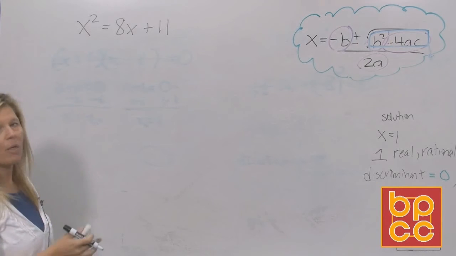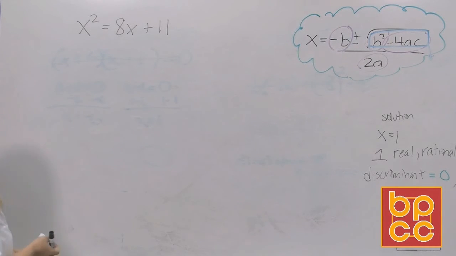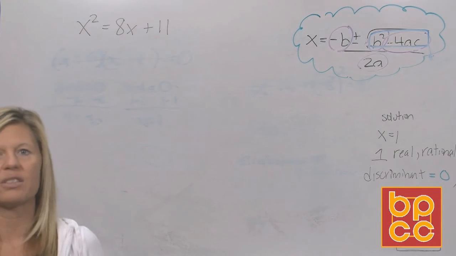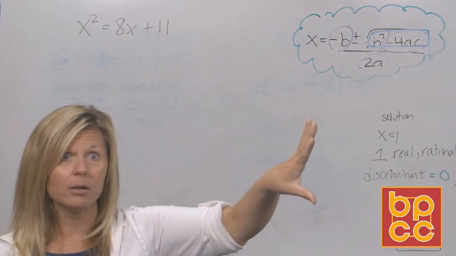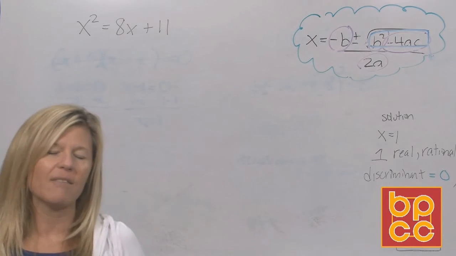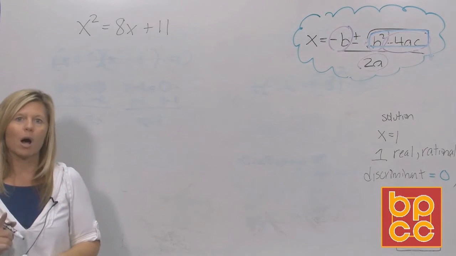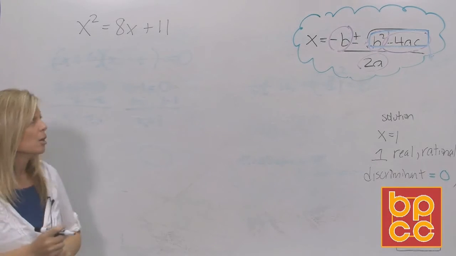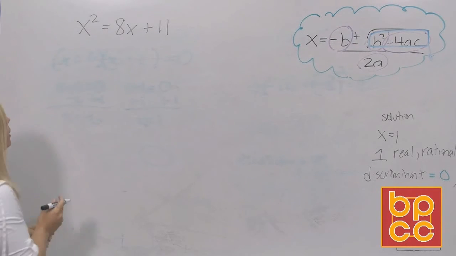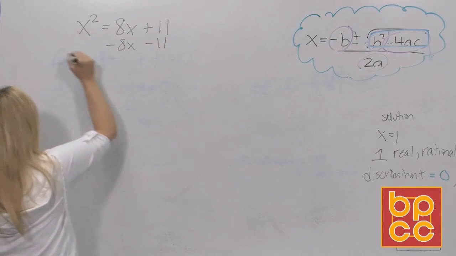So, whether I want to factor this or use the quadratic formula, I have to have everything set equal to 0. Now here's the question: who do you move to set the equation equal to 0? Do you move the x squared to the right or the 8x and 11 to the left? My rule of thumb is very simple. You always, always, always keep the x squared positive. So I'm not going to move the x squared. I'm going to move the 8x and 11 by doing the opposite. I'm going to subtract them.